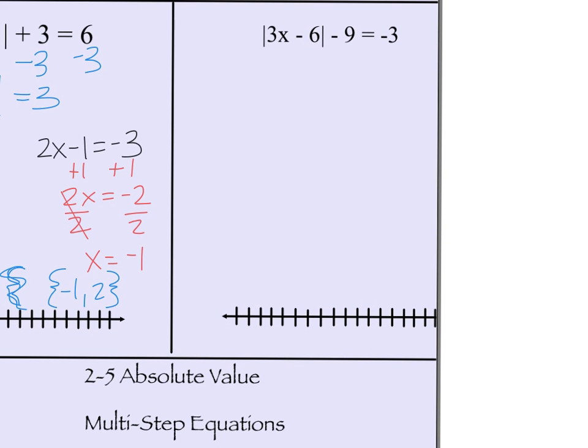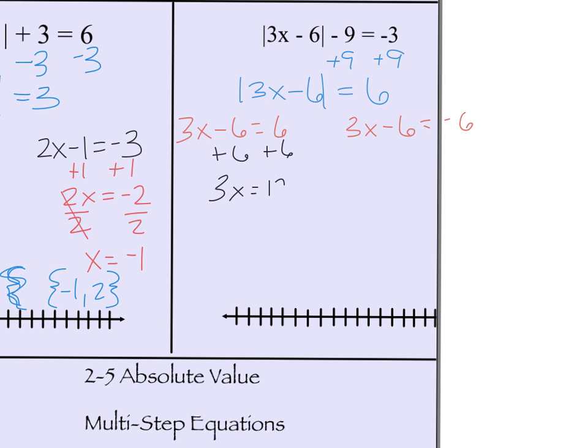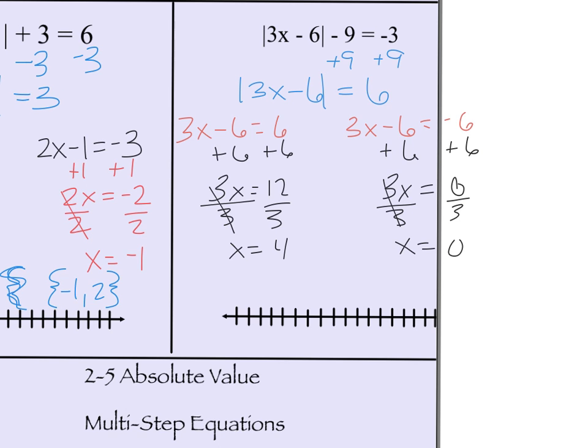One more, you can give it a try. Remember to isolate the absolute value first. So this is really the absolute value of 3x minus 6 is equal to 6. Then write your two equations. And solve one for the positive. And solve the other one for the negative. Remember, 0 divided by any number is 0. So my solution here is 0, 4.